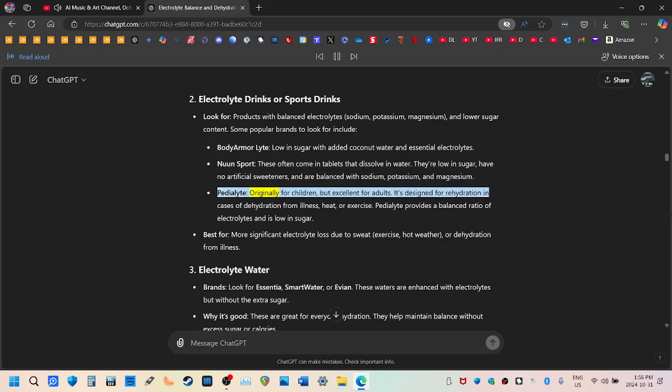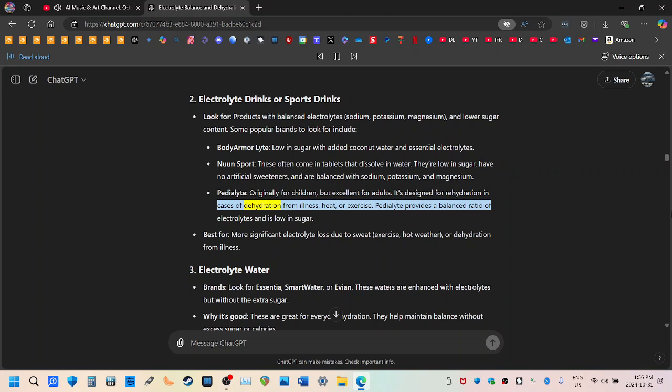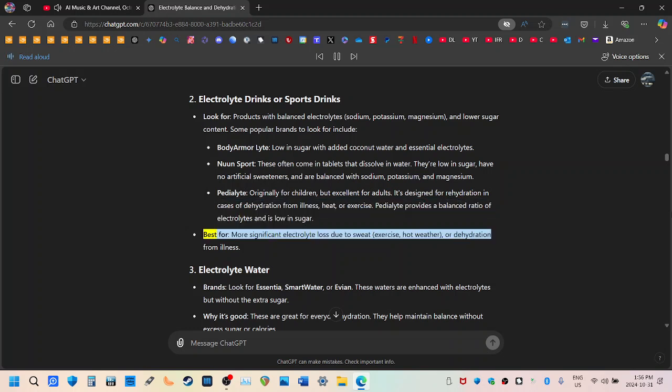Pedialyte, originally for children, but excellent for adults. It's designed for rehydration in cases of dehydration from illness, heat, or exercise. Pedialyte provides a balanced ratio of electrolytes and is low in sugar. Best for more significant electrolyte loss due to sweat, exercise, hot weather, or dehydration from illness.